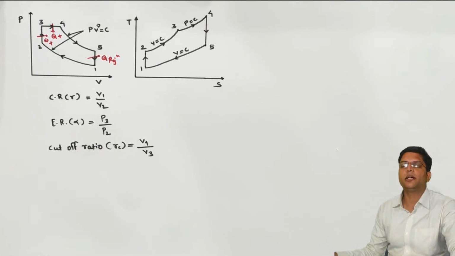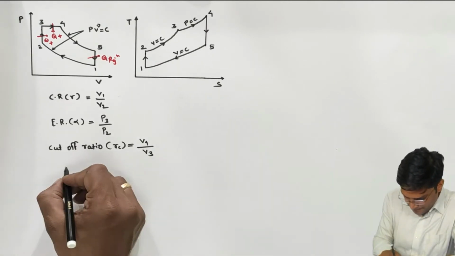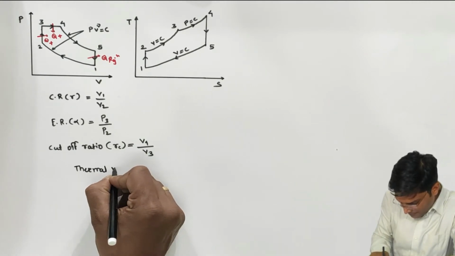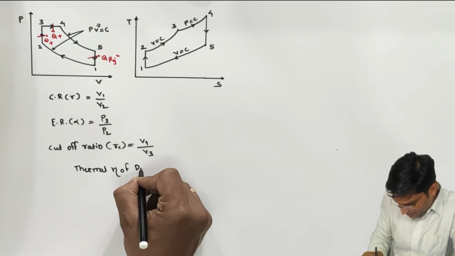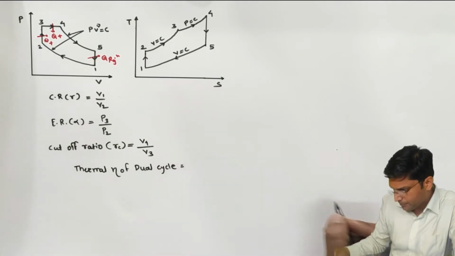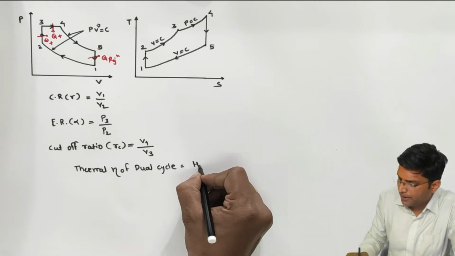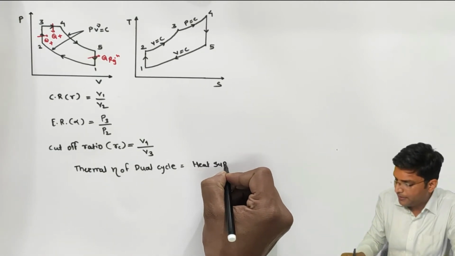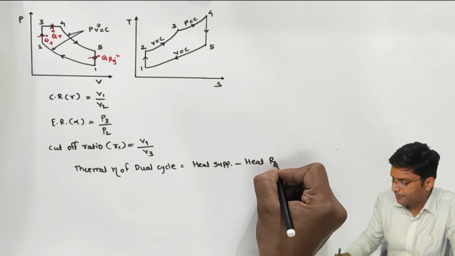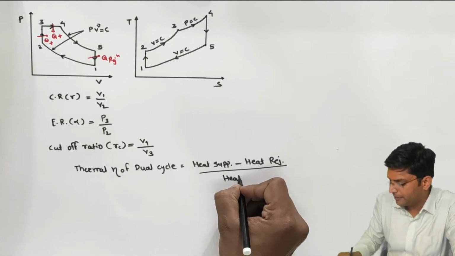Now we will calculate the thermal efficiency of the dual cycle. The standard thermal efficiency formula is nothing but heat supplied minus heat rejected, divided by heat supplied.